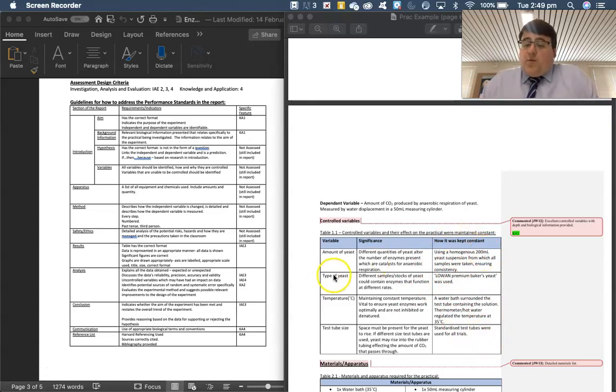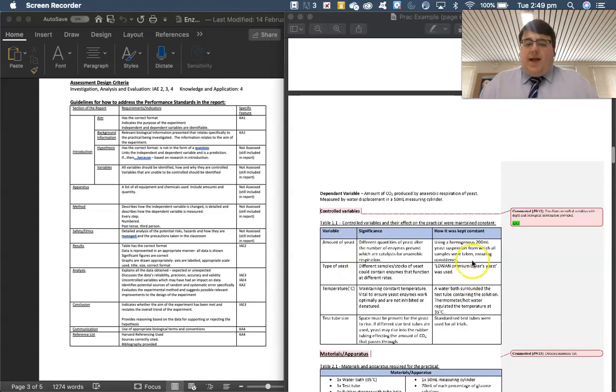So for this one, we'll look at one example. The students kept the amount of yeast used in the experiment controlled, because if they used different amounts of yeast, it would alter the number of enzymes present, which would make the reaction occur at a faster pace. Okay, they kept it constant by making sure they used 200 ml of the yeast suspension every time. Okay, that's how you do a control. You should always have at least 4 controlled variables. So you can see they have got 4.